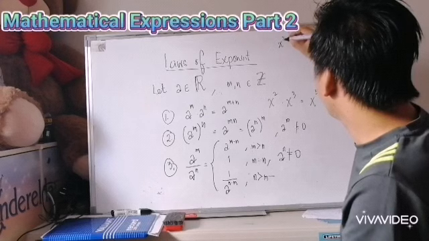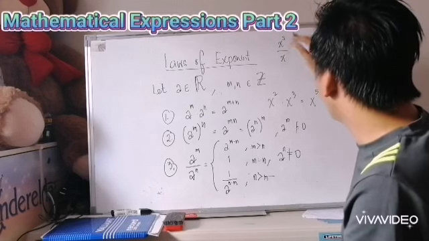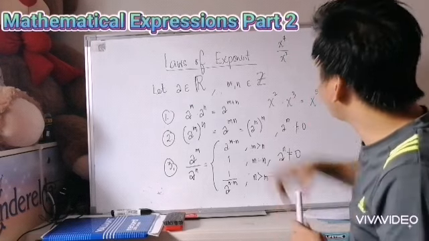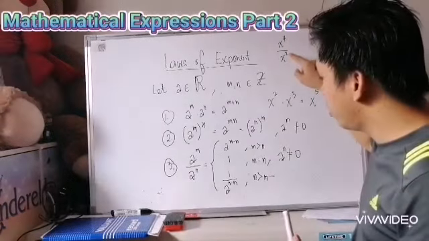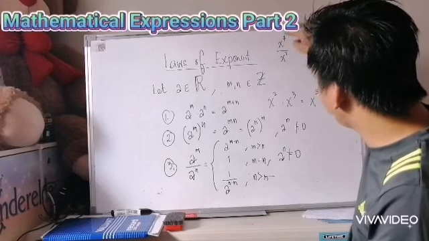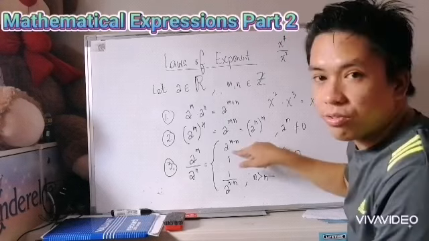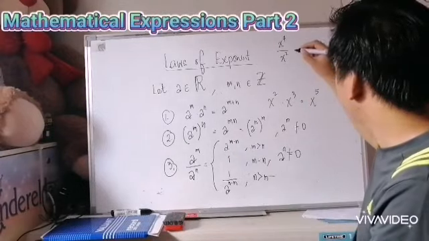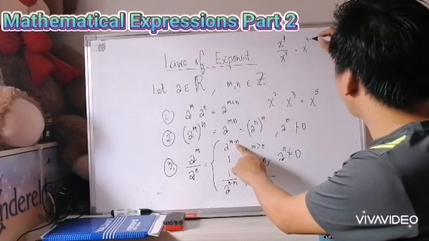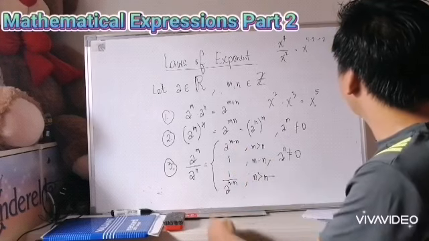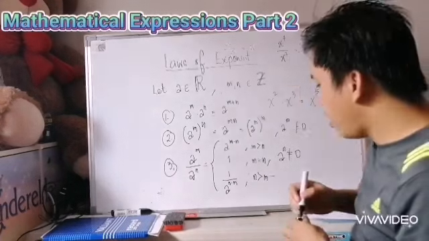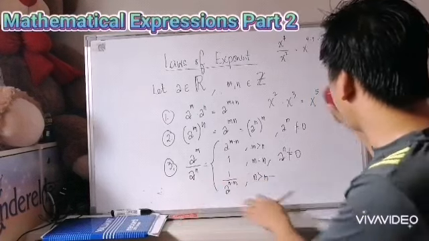Okay, let's take for example x to the 4 over x squared. So this is our m, this is our n. Since the m here is greater than n, we follow this rule. So we copy this x, and we simply get 4 minus 2 equals 2. So therefore you have x squared. That's it.